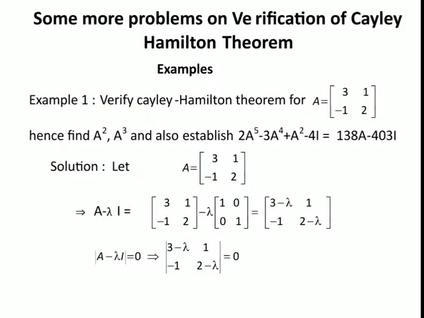Let us take one example. Verify Cayley-Hamilton theorem for the matrix A equals 3, 1, minus 1, 2 and hence find A square, A cube and also establish 2A raised to 5 minus 3A raised to 4 plus A square minus 4I is equals to 138A minus 403I.